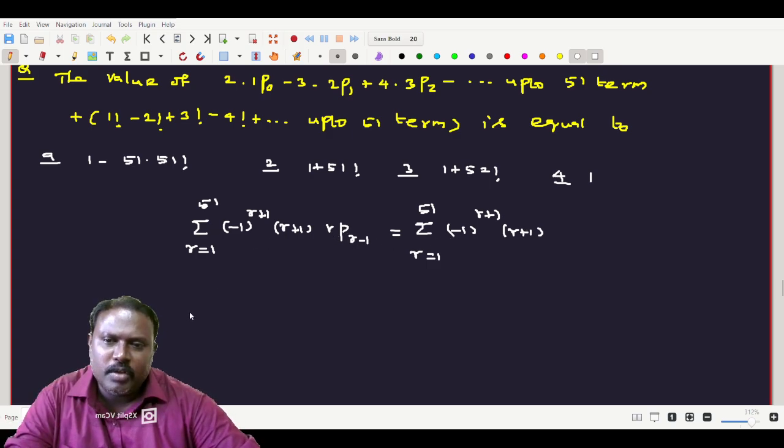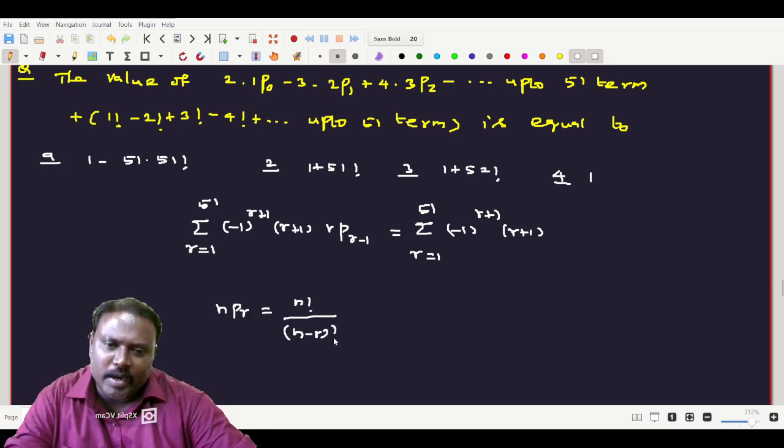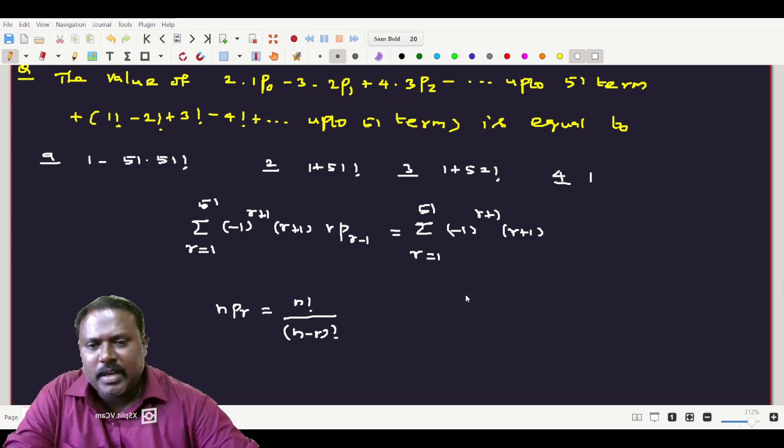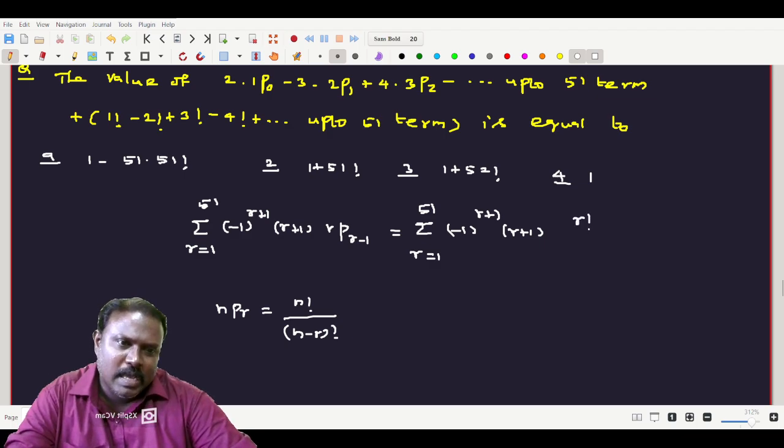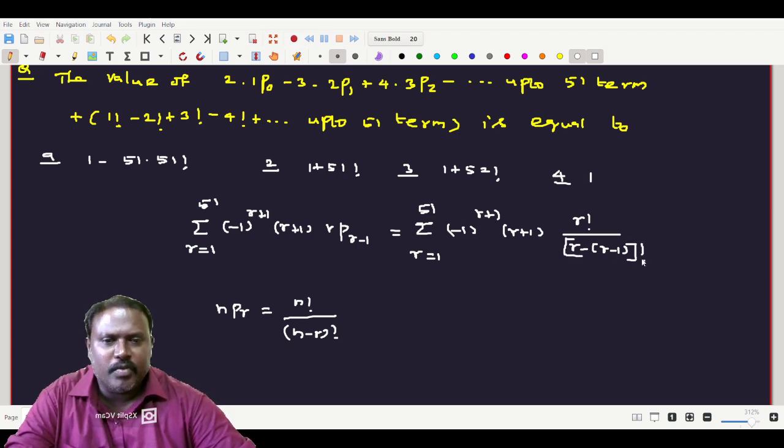You know the formula, the nPr formula. nPr means n factorial divided by (n minus r) factorial. This is the formula for nPr. So this is rPr-1. rPr-1 means r factorial divided by (r minus 1) factorial. Okay, (r minus 1) factorial, right?